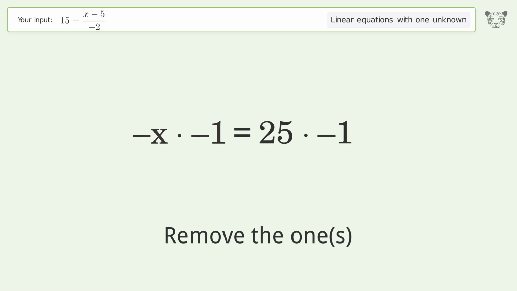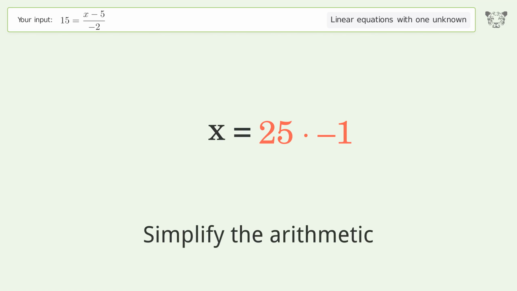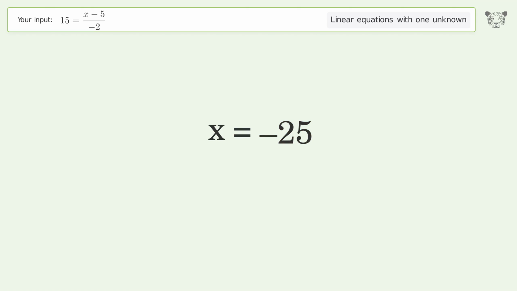Remove the ones. Simplify the arithmetic. And so the final result is x equals -25.